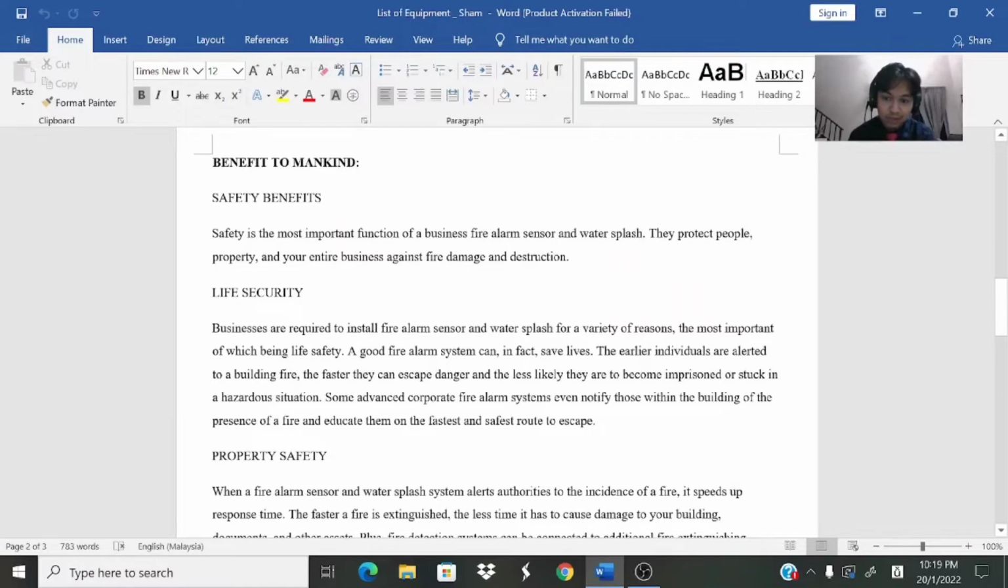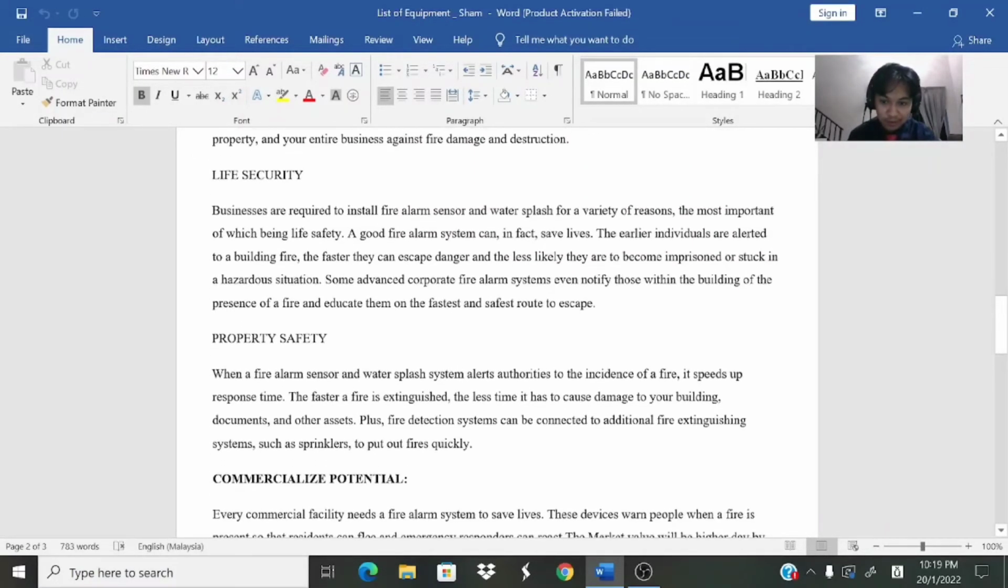And then we go to the life security. The benefit for the life security is businesses are required to install fire alarm sensor and water splash for a variety of reasons, the most important of which being life safety. A good fire alarm system can in fact save lives. Which is the fire alarm sensor and water splash is really important for the life security for business.